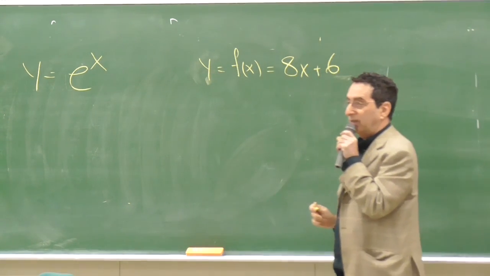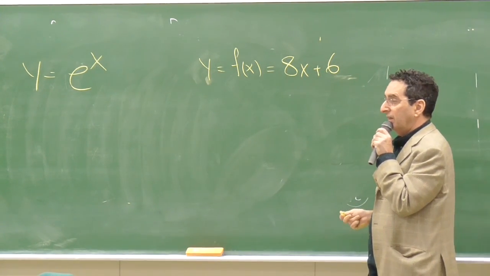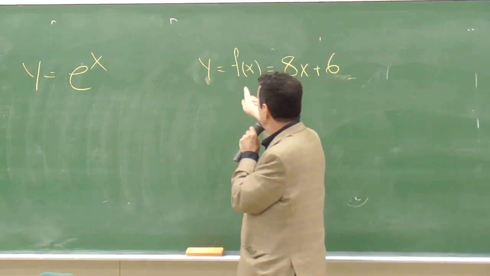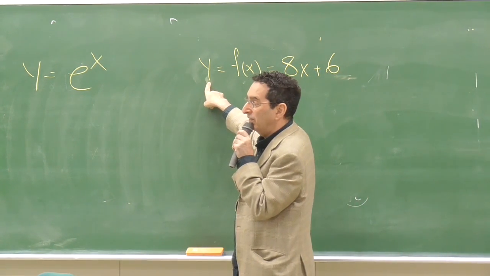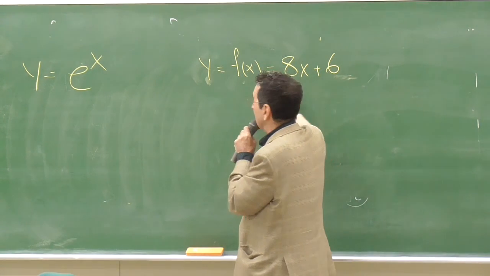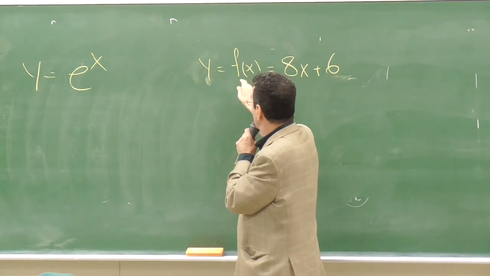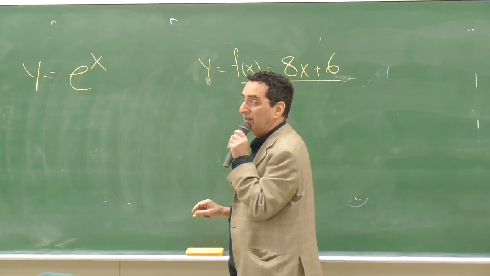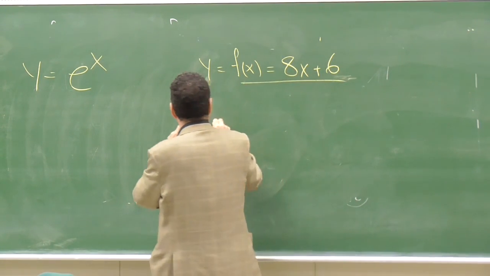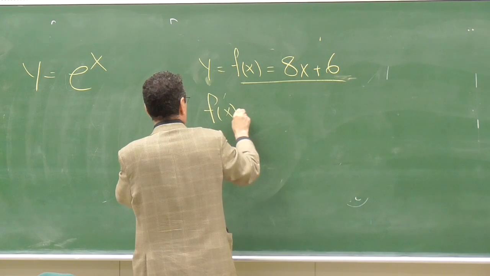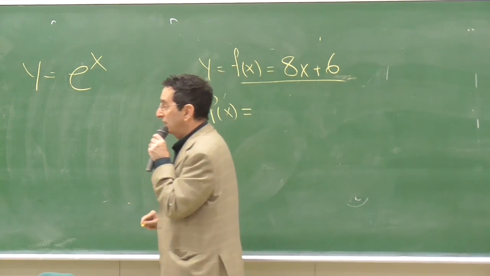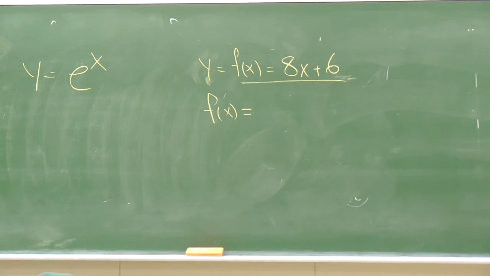Suppose that is the function. Tell me the derivative of this function. I put the y there just to remind you that this can also be written as y equals 8x plus 6, but just suppose you have this function. Tell me that. Well, how do you have to do it? You have to do this, right?